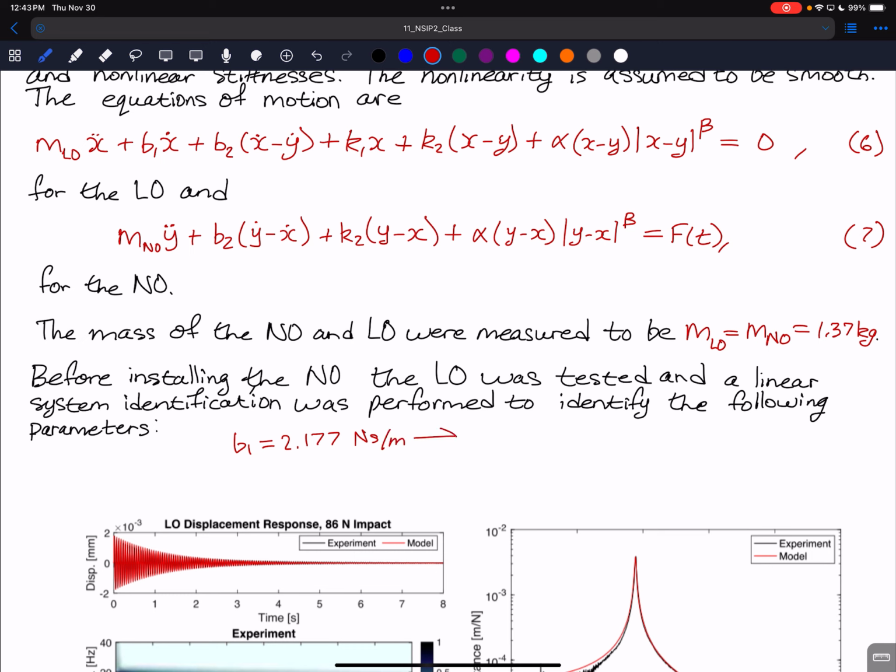That gives the LO a linear damping ratio of 0.00671. And then we found that the grounding stiffness, or K1, is equal to 19239 newtons per meter.